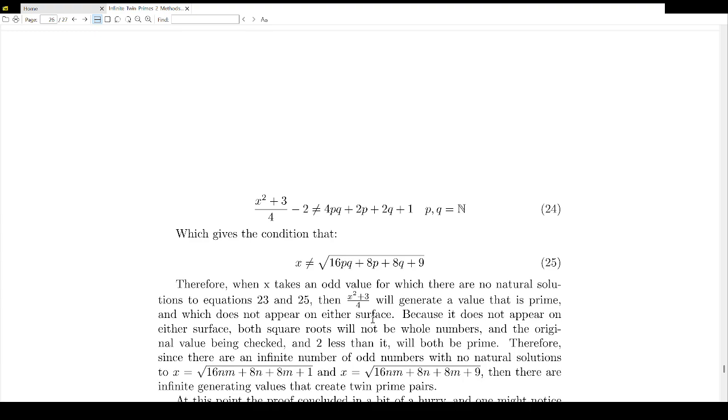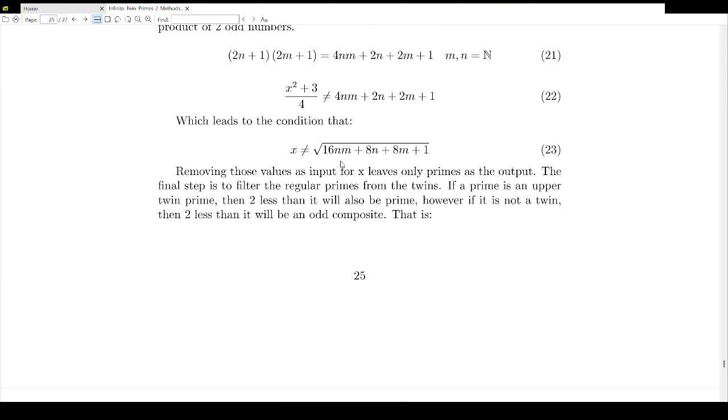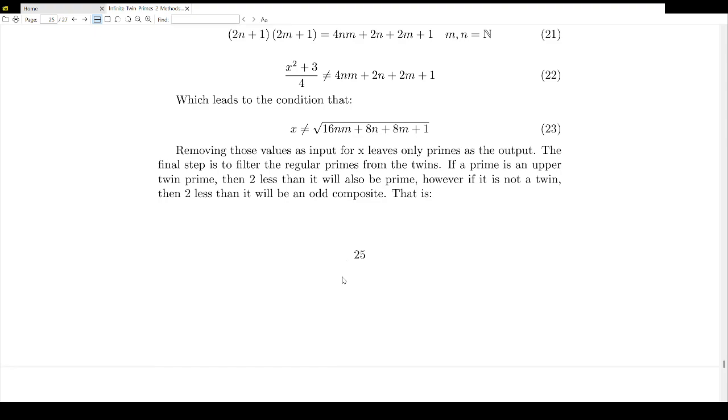And because it's greater than all the numbers in the columns before it, and so forth and so on. And those numbers will never be on either chart, and there's an infinite number of them, because you can just keep plugging them into x squared plus 3 over 4. And so all those primes show up as not on either of those two charts. But we said if there was an infinite number of values that are not on either of those two charts, then there's an infinite number of twin primes. So that's how this proof works.